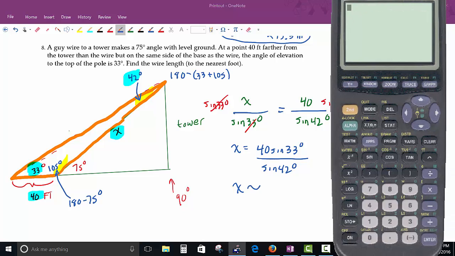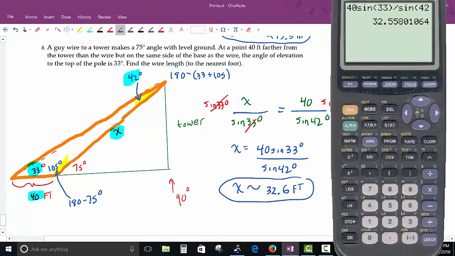Okay, so let's do that. So we've got 40 sine of 33 degrees divided by sine 42. And that'll give a length of about 32.6. And that is in feet. So that would be what that solution is. So we have found that part right there to be this.